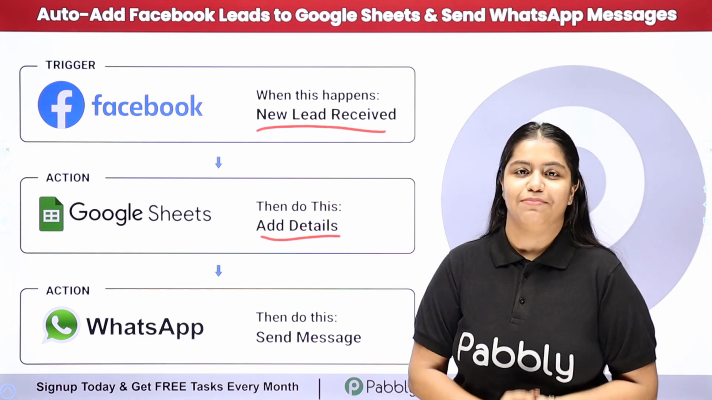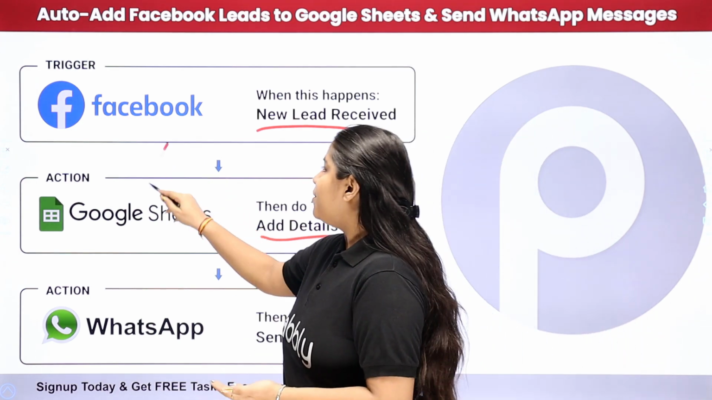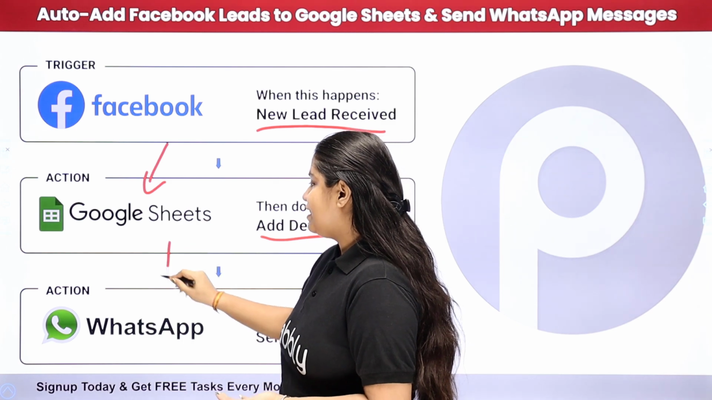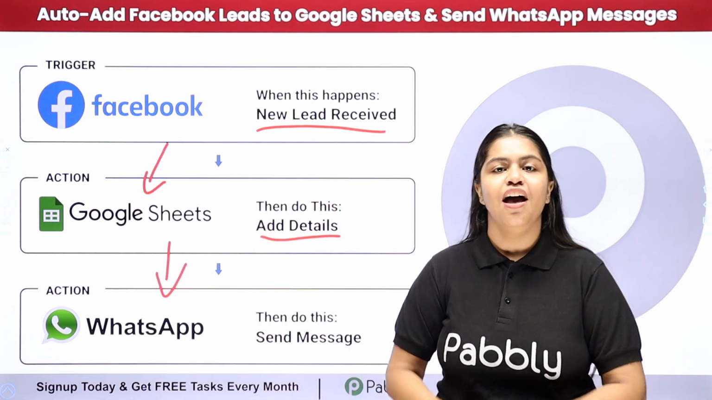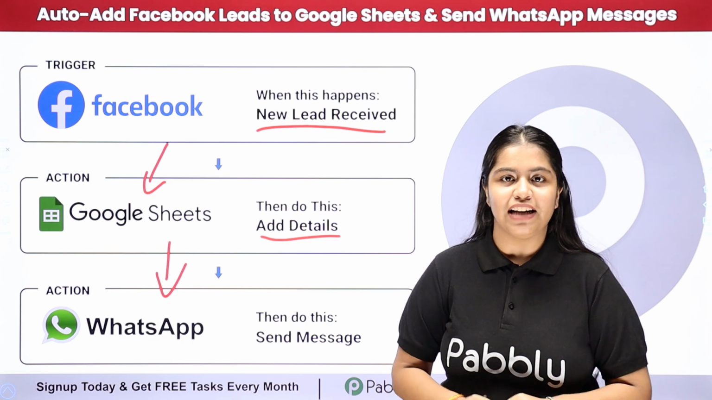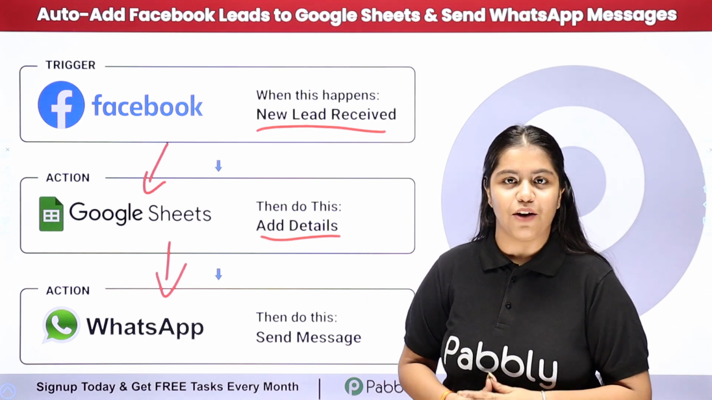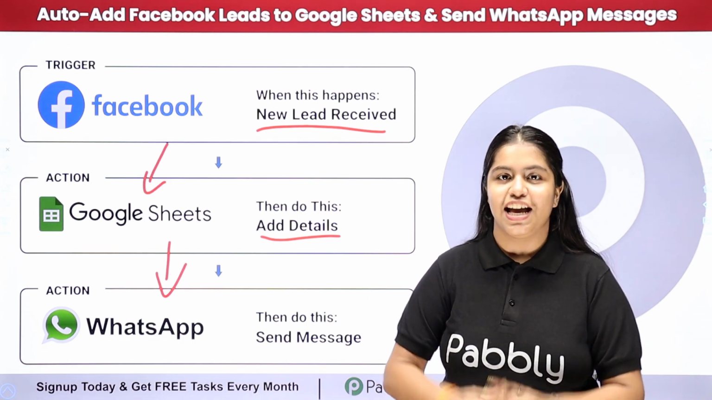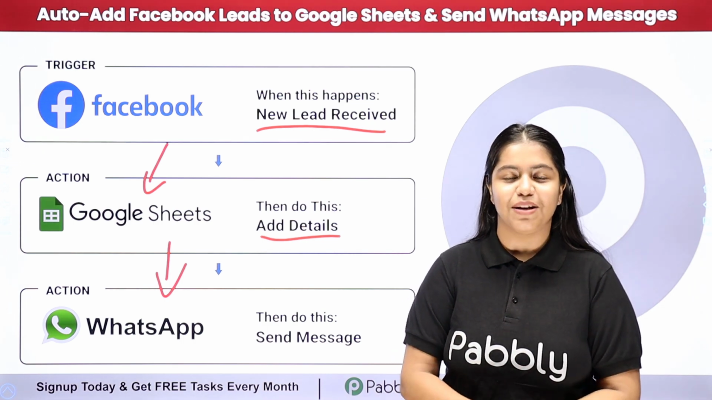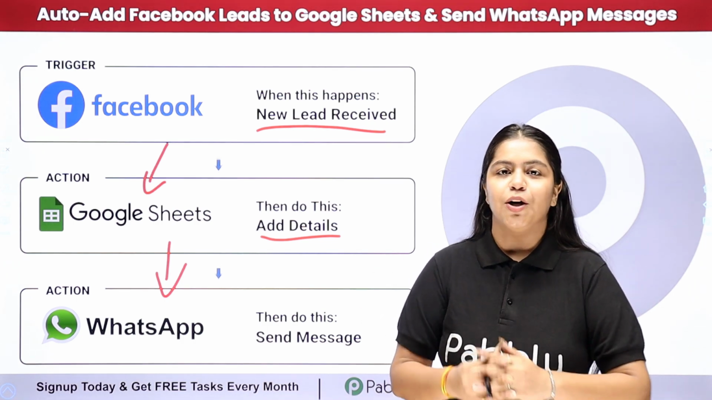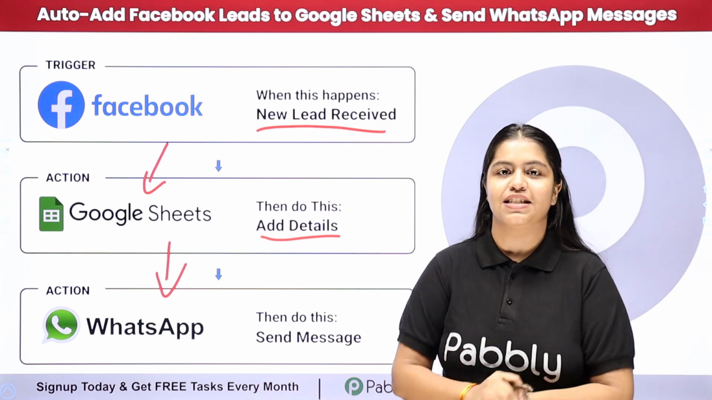So to do this, we are simply going to create a connection between Facebook lead ads, Google Sheets and WhatsApp, and we are just going to create this connection without knowing any programming or coding language using an amazing automation software which is Pabbly Connect. So if you also want to create this amazing automation for your own business, then for that you have to come with me towards my screen.